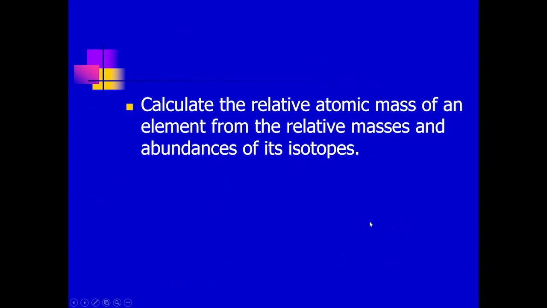Calculate the relative atomic mass of an element from the relative masses and abundances of its isotopes. This question will come definitely in your exam because all the questions are included in your exams. So you have to learn how to calculate the atomic mass from their abundance. Another thing added in your syllabus is that you have to calculate the enthalpy change from the given data of bond energies by bond breaking and bond making.